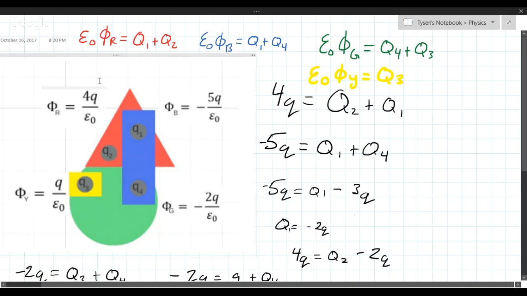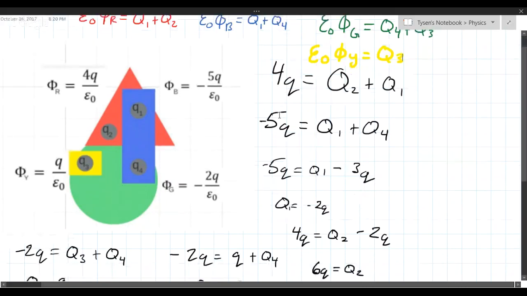And so for the red shape, we have Q1 and Q2 inside of it. And so if we add Q1 and Q2, we should get the charge responsible for the flux over there. And so on with the other colored shapes. And we get this long system of equations.